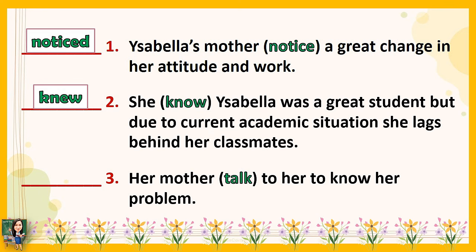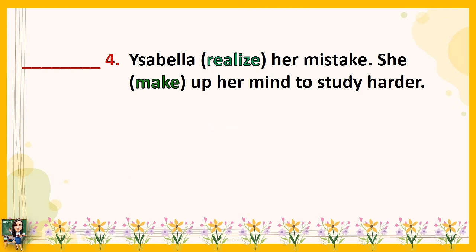Very good. The correct past form is talked. We just add ed. Number 4. Isabella realized her mistake. She made up her mind to study harder. So what is the correct past form of the verbs realize and make to make it clear and coherent?